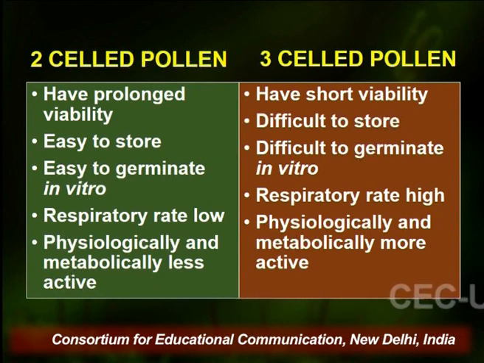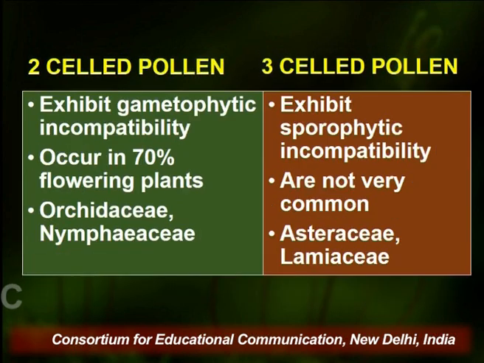Two-celled pollen are easy to store, whereas three-celled pollen are difficult to store. Two-celled pollen are easy to germinate in vitro and under laboratory conditions, whereas three-celled pollen are difficult to germinate. Respiratory rate of two-celled pollen is low and that of three-celled pollen is very, very high, because the three-celled pollen are physiologically and metabolically more active than the two-celled pollen. Two-celled pollen exhibit gametophytic incompatibility. Three-celled pollen exhibit sporophytic incompatibility.